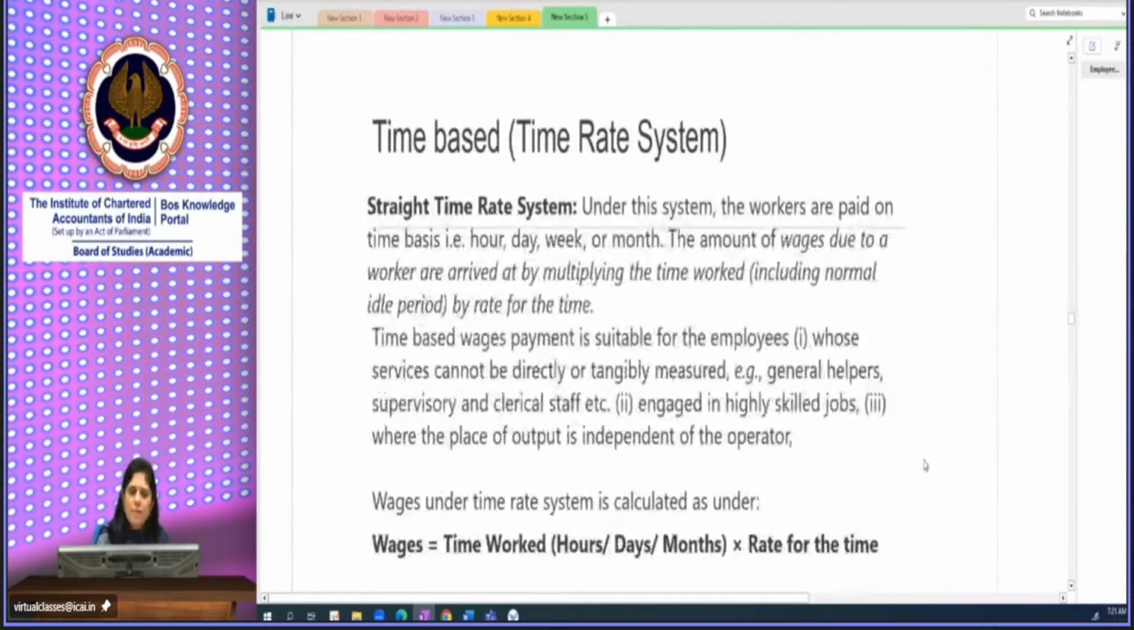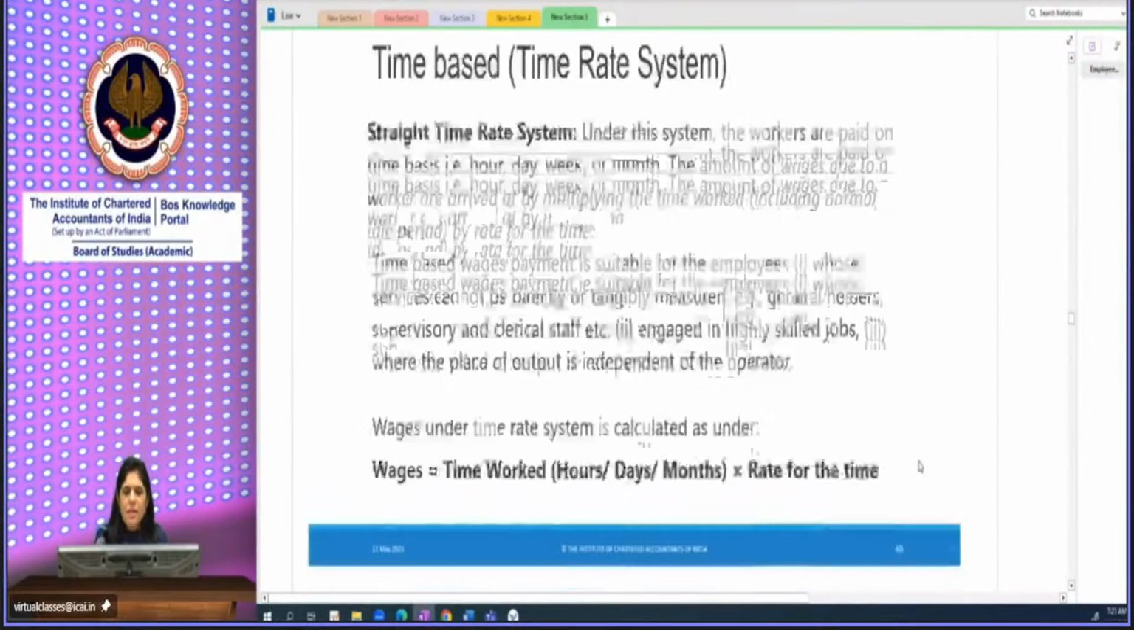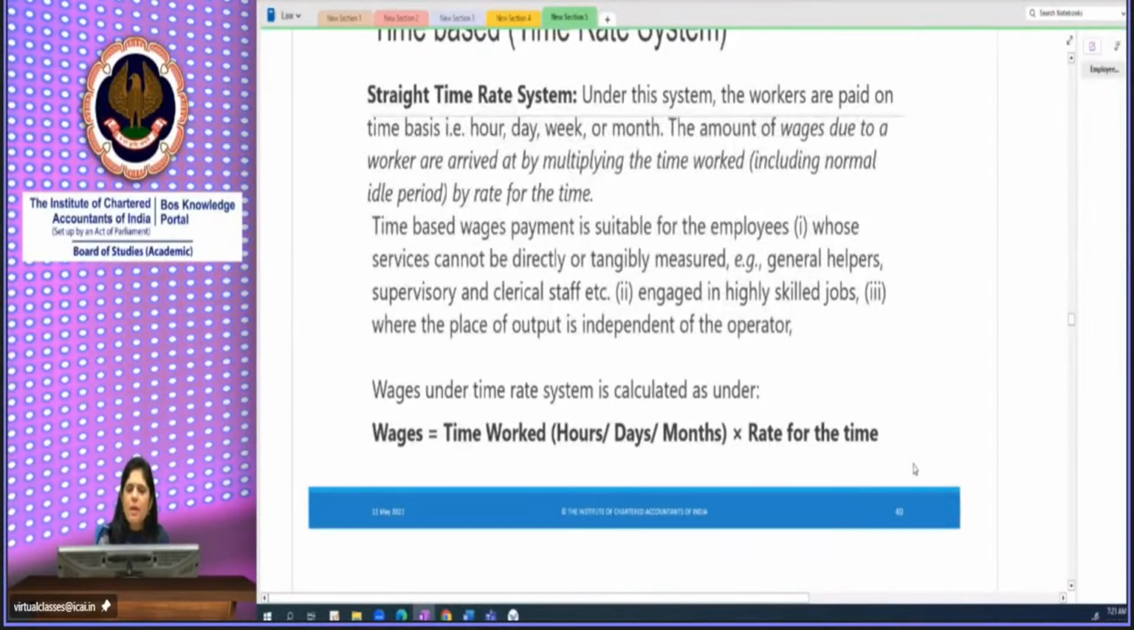So time based, again, is per hour or per week or per day, as I said. Time work means how many months or days or hours you worked, into the rate for the time. If it's a monthly salary, normally the employees use the monthly salary, while the laborers are paid per hour or per day. So that is based on time.